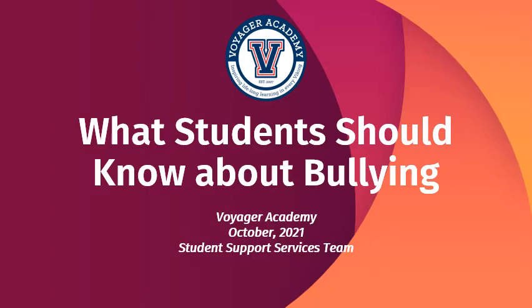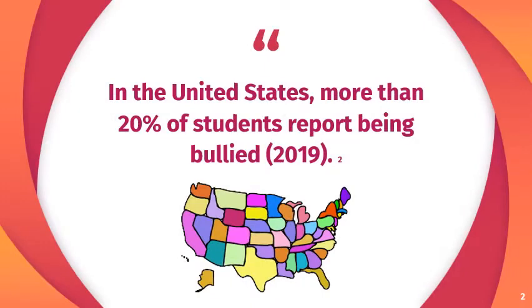Because October is Bullying Prevention Month, we wanted to create a presentation for you all to share some information about bullying and tips that could be useful for you as you navigate your school year. First, I wanted to share this statistic with you all. In the United States, more than 20% of students report being bullied. This means that 1 in 5 students experience bullying.